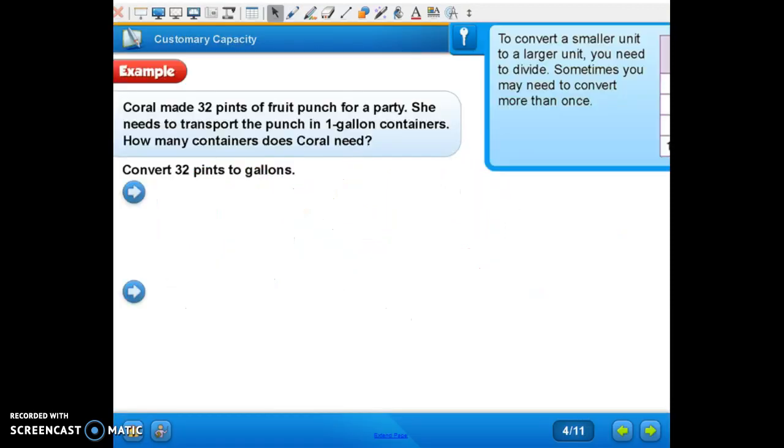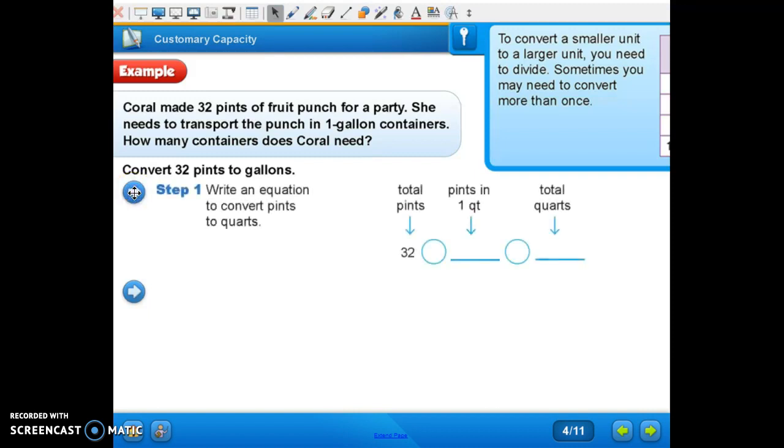Okay, we're at the top of page 410. Coral made 32 pints of fruit punch for a party. She needs to transport the punch in 1-gallon containers. How many containers does Coral need? Convert 32 pints to gallons. Write an equation to convert pints to gallons. 32 total pints. What does this say? To convert a smaller unit of measure to a larger unit, you need to divide.